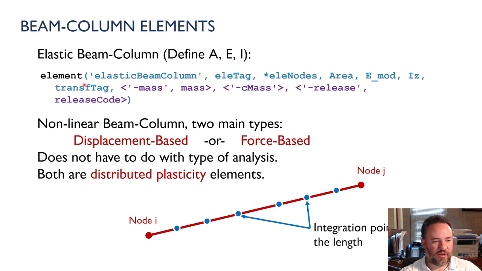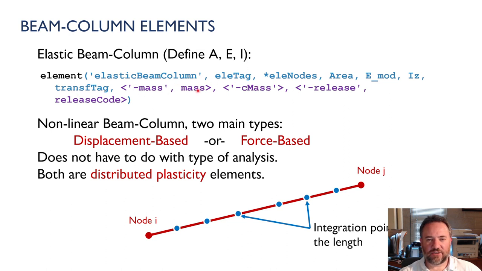Okay, so depending on whether I want to consider large displacements, nonlinear geometry or not, I will give it a different transfer tag, which is associated with a certain previously defined geometric transformation object. So that's the basic beam column element.